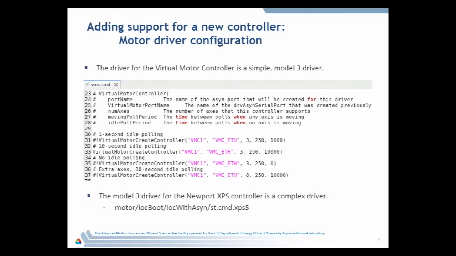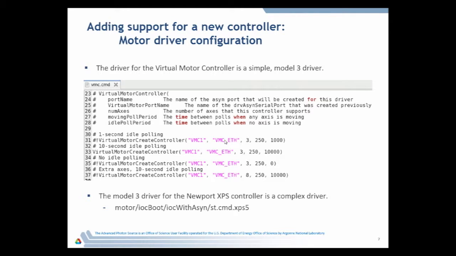You create a new named port that is going to be used for that motor controller. You specify the previously created asyn port that is used to communicate either over the network or over serial with it. You tell it how many axes you want, and then you set some polling periods. The polling periods are in milliseconds, which is helpful to know.